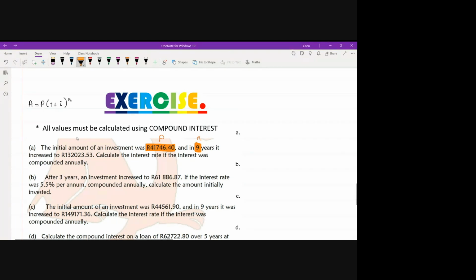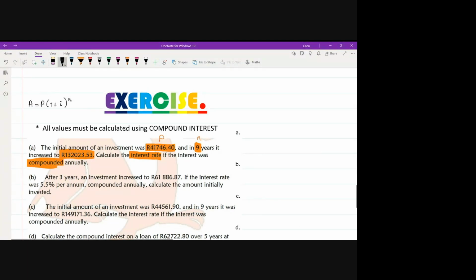All right, it increased to 100 and, oh, is that million? Oh, this is a lot of money. That was 49,000. This is 132,000. So much money. Lovely. 132,000. Now the question says, calculate the interest rate if the interest was compounded annually. So we know that we're looking for the interest rate in the compound interest formula.